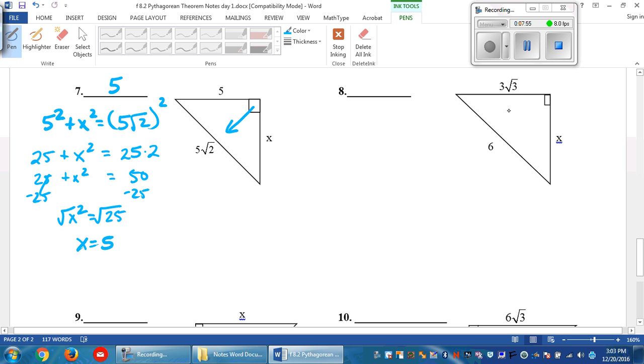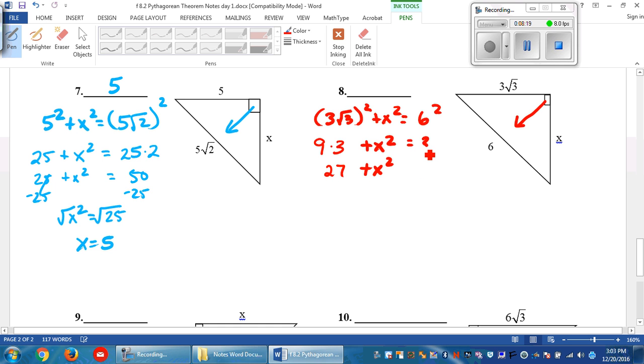Next example, across from the right angle is 6. So we got 3 root 3 squared plus x squared is equal to 6 squared. Do this again. So 3 times 3 is 9, and root 3 times root 3 is 3, which is going to give you 9 times 3, which is 27, plus x squared equals 36. We have that memorized. Minus the 27 over to solve, x squared is equal to 9. And glorious, it comes out nicely to be 3.